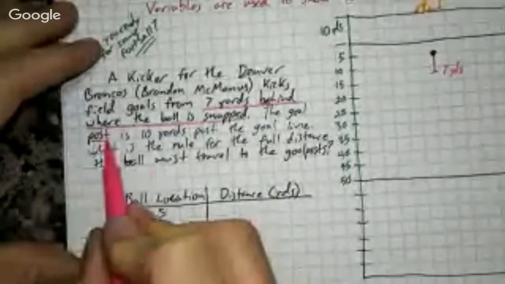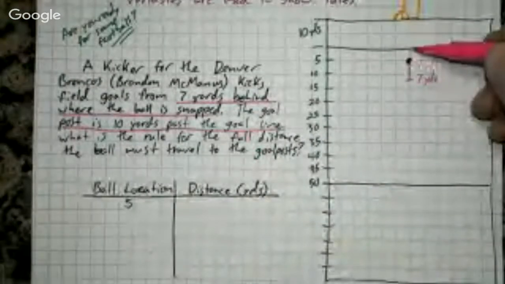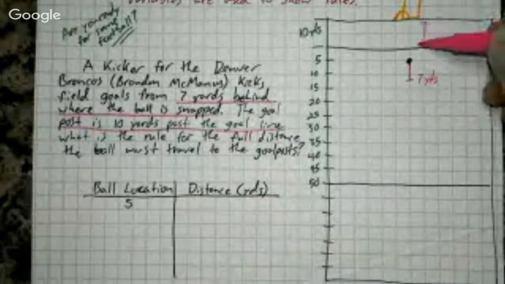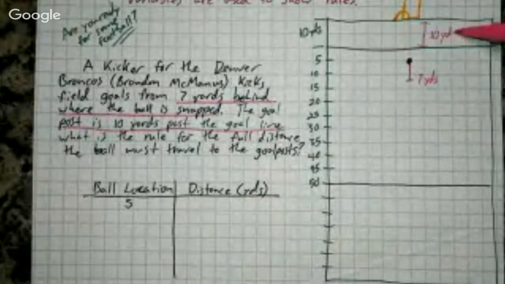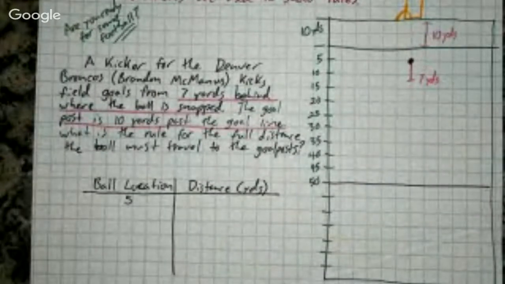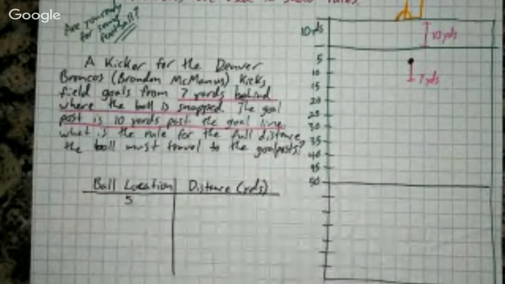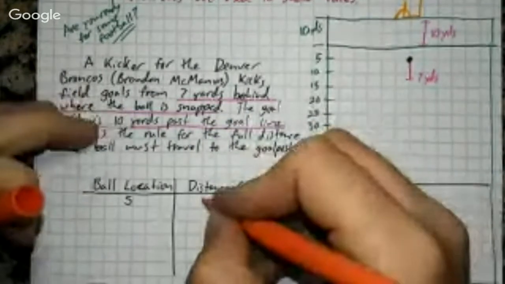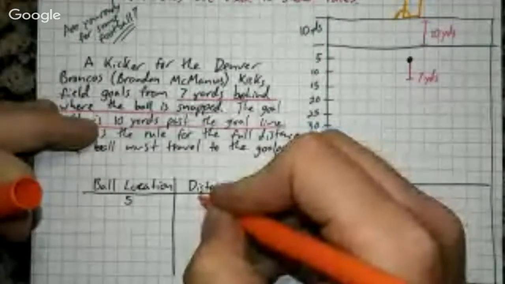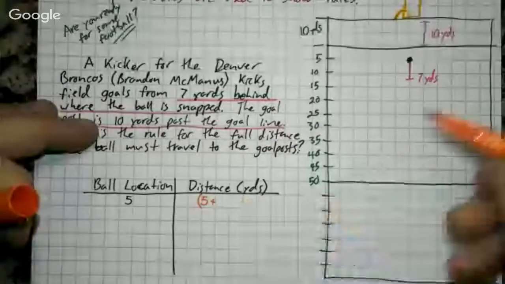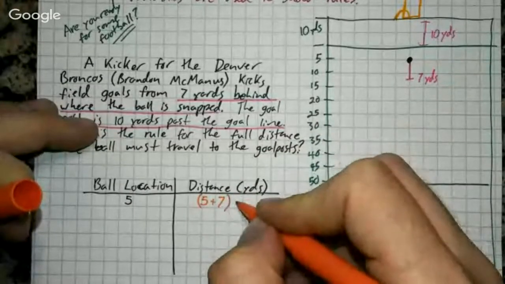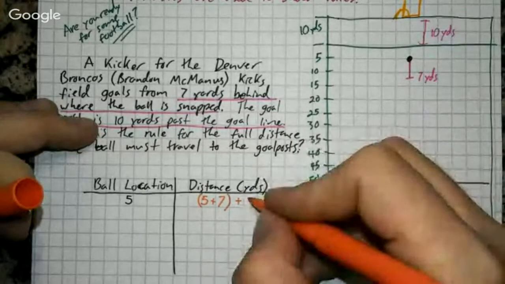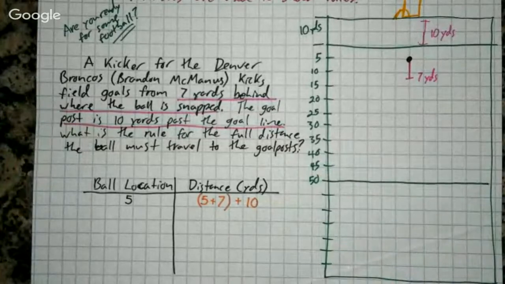Also, the goalpost is 10 yards past the goal line. So 5 yards from here to here, but then there's 10 yards from here to here. Okay, so if Brandon McManus is kicking from the 5-yard line, he's going to kick, first of all, how far he is from the goal line, 5 yards, plus how far he stands back, 7. And then you have to add 10 yards to it.